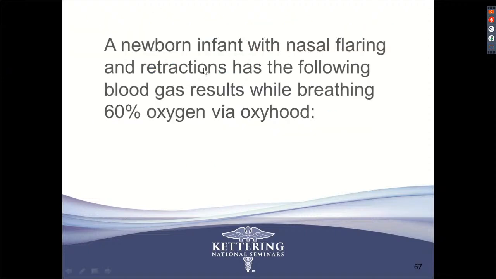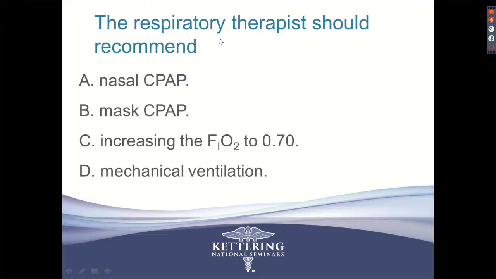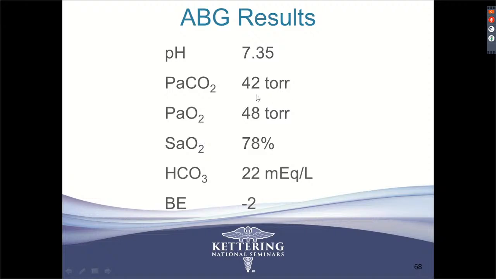Newborn infant with nasal flaring and retractions has the following blood gas results, breathing 60%. Once again, anything at 60% or greater with a bad PO2 means that's probably shunt, refractory hypoxemia, or venous admixture, right? And you fix it with pressure, PEEP or CPAP. I've got a list. I'm skipping the list. They want to know what I should recommend. So before I can recommend something, I've got to look at my blood gas. How are they ventilating? Well, they're ventilating fine, but the oxygenation is terrible and they're on 60%. So that means I've got a problem with what? Yes, refractory hypoxemia, shunting, or venous admixture, and I fix it with pressure, okay?